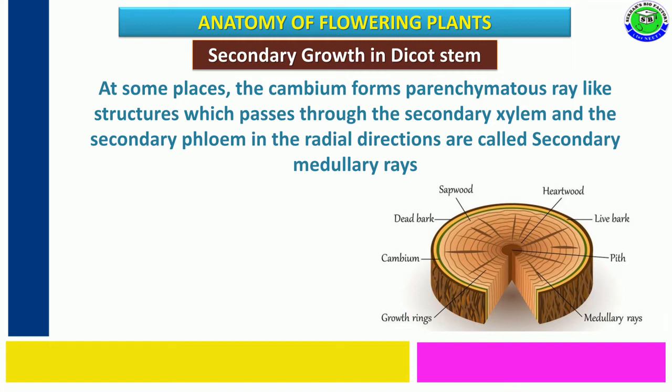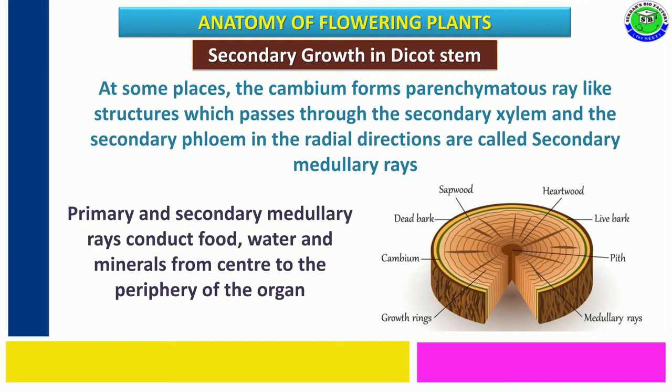At some places, the cambium can form some parenchymatous ray-like structures. These pass through the secondary xylem and secondary phloem. These are called secondary medullary rays. Both primary and secondary medullary rays help to conduct water, food and minerals from the center to the peripheral organs.